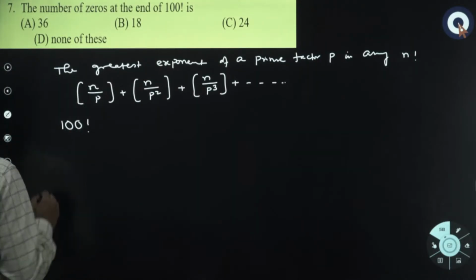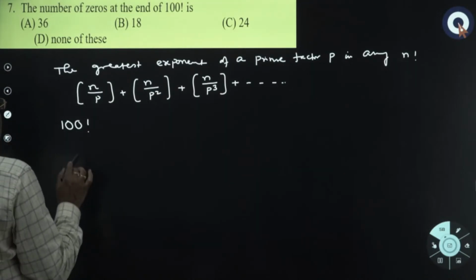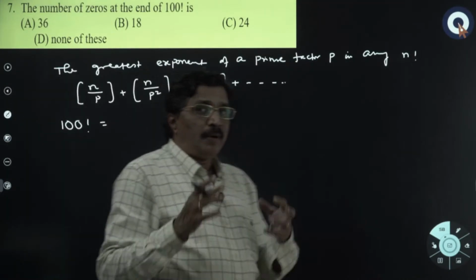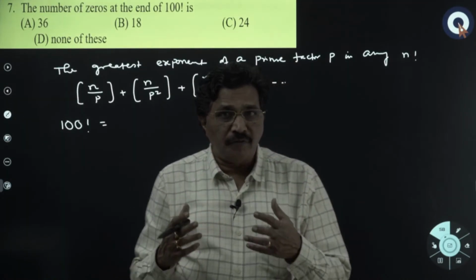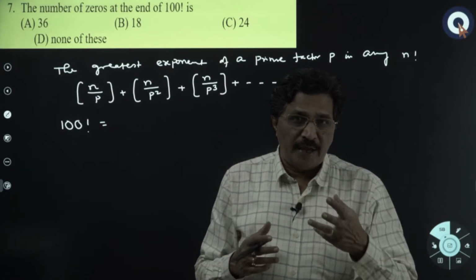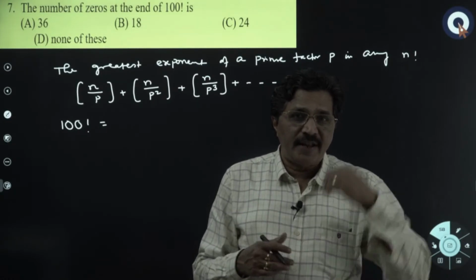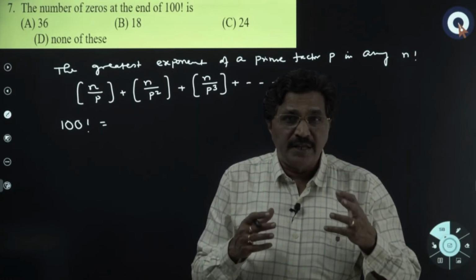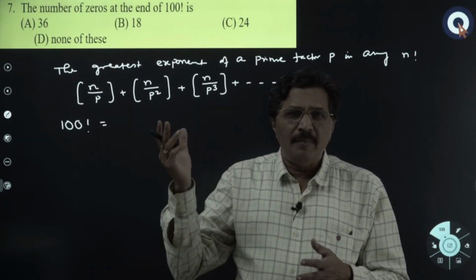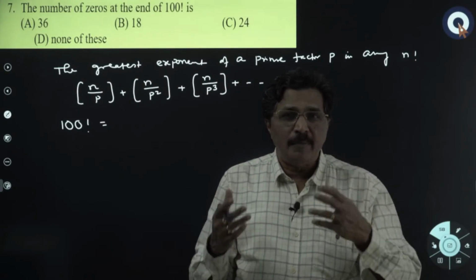if you want to find out the number of zeros at the end of 100 factorial, you find out the number of 2's, that is the greatest exponent of 2, and also the number of 5's, that is the greatest exponent of 5. The exponent of 5 will be much smaller than the exponent of 2. Every second number gives at least one 2, only every fifth number gives at least one 5. So therefore, the number of 2's is much higher than the number of 5's.